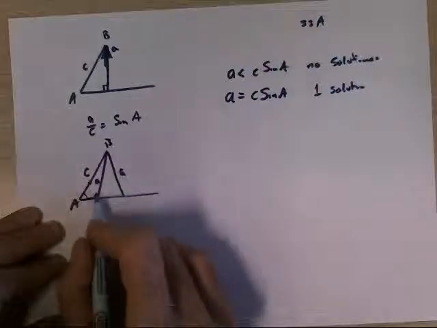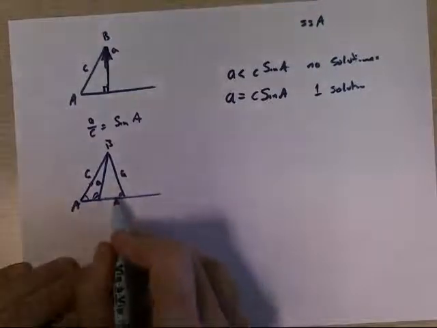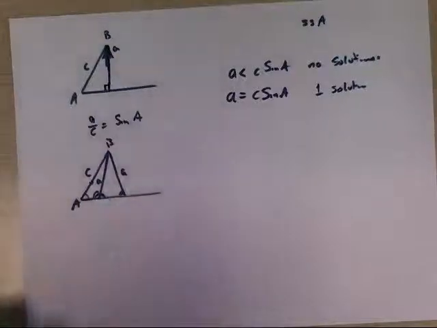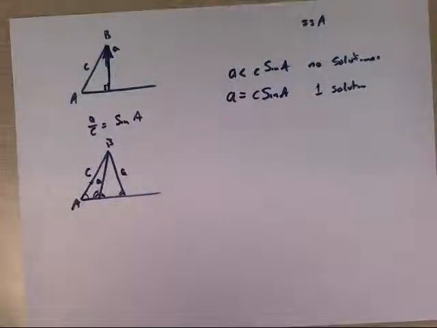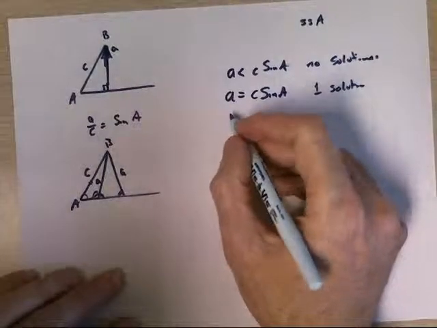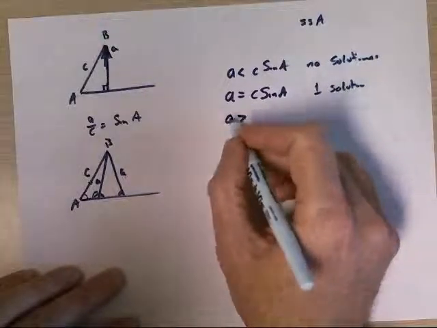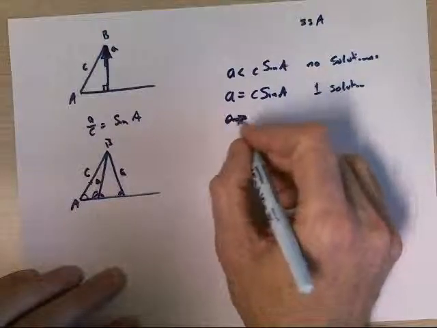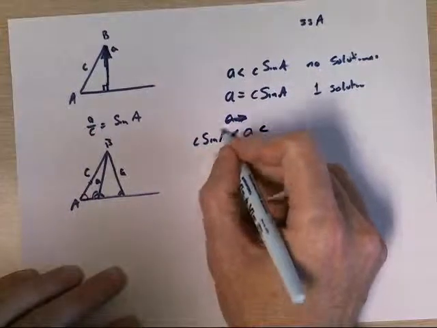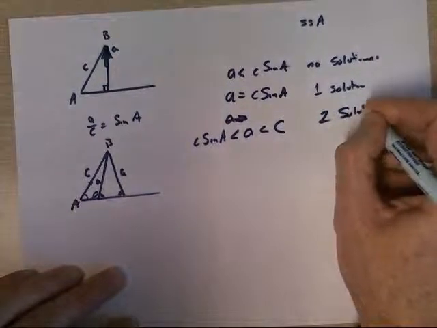So you could be looking at this angle down here, or you could be looking at that angle over there, and they're not equal to each other. They're supplements, because this angle is the same as that one, so these are supplements right there. Right? The law of sines will only give you one of those answers, though. So when a is somewhere in between c times the sine of A and c, then there's two solutions.